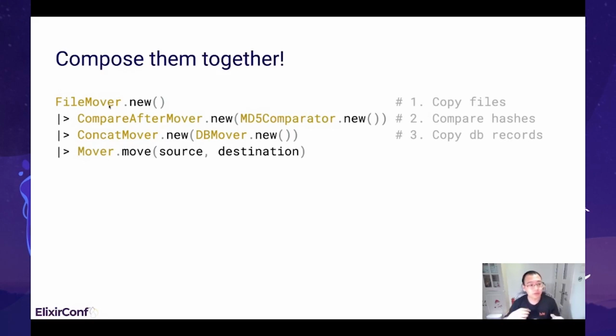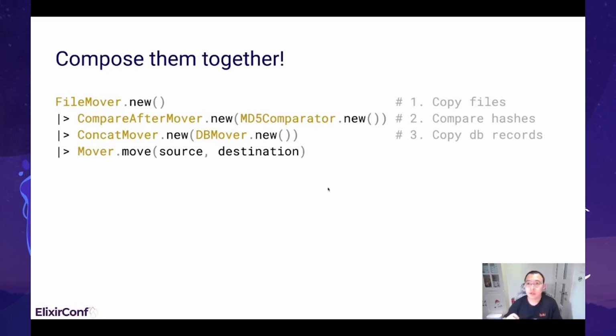So first we can build a new file mover and pass it to a CompareAfterMover with the MD5 comparator. And then we pass this CompareAfterMover to the concat mover with a DB mover. So basically, here is the body of our solution. And you would see that it basically matches what we planned before. So first we use the file mover to copy all the files we need to move. And then we use the CompareAfterMover to call the MD5 comparator to compare the file hashes between old file and the new file. And finally, we copy the database records with DB mover.